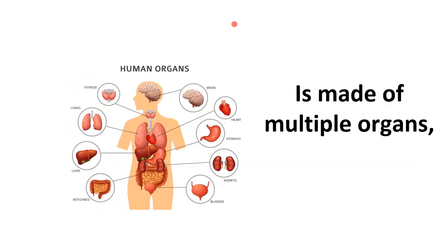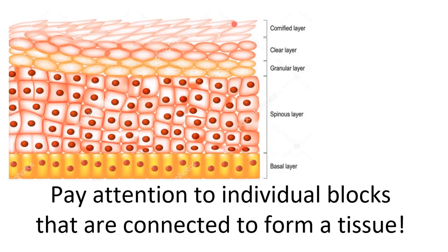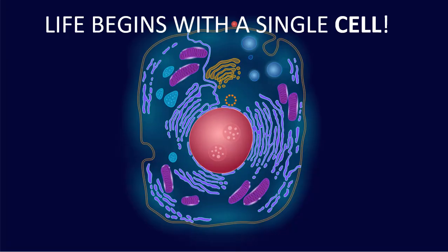Like I explained, we have multiple organs. All these organs are made up of tissues, and tissues, if you see clearly, are made up of cells. So life begins with a single cell.